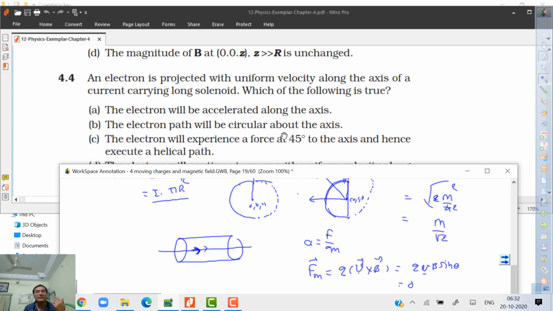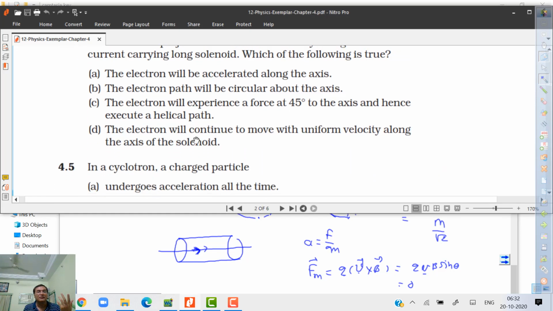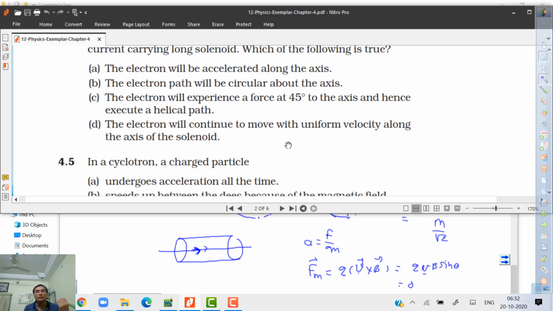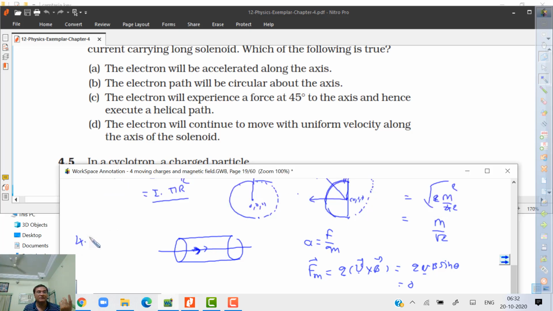The electron path will be circular. It is not possible. Circular means the velocity changes direction, which is not possible. The electron will continue to move with uniform velocity along the axis. Yes, of course. No force acts, so it will continue. So option D is the correct one.